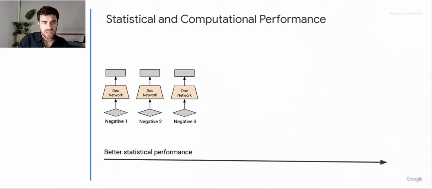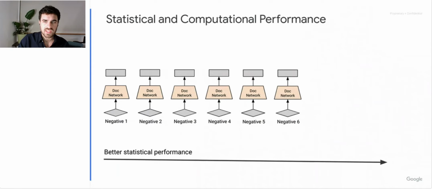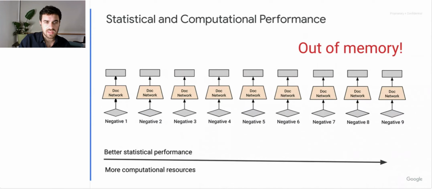As we sample more negatives, we often see better statistical performance. However, if we sample too many negatives, we can hit computational limits, such as the amount of memory we have in our accelerator.